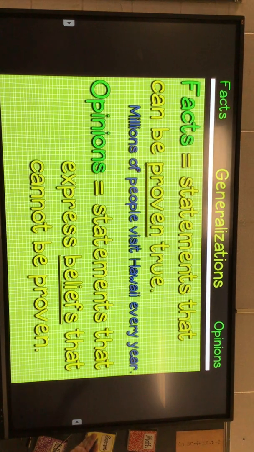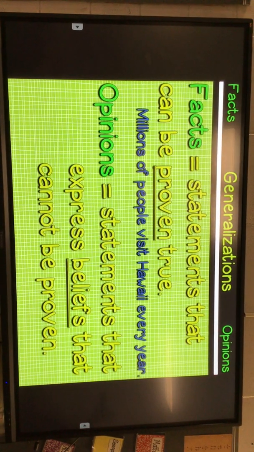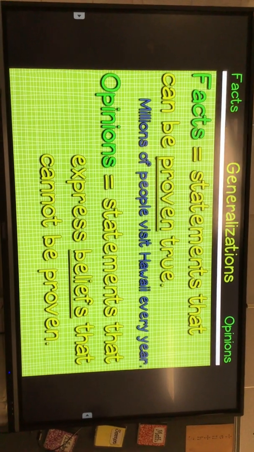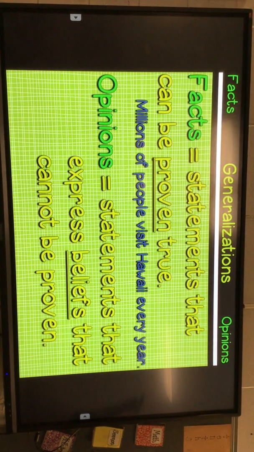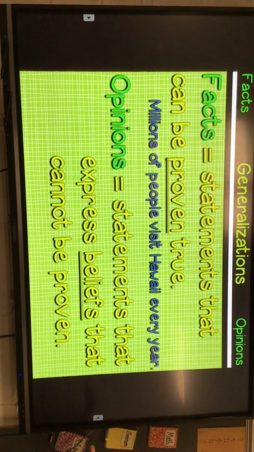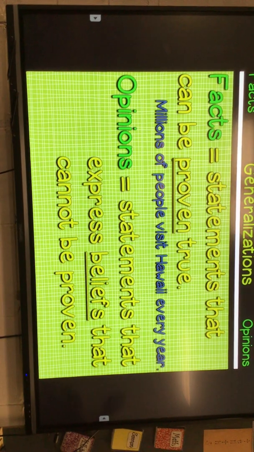Or you can see how many stars they have. How many stars? But that tells us they're rating what people thought of their stay at a hotel, but it doesn't tell us. I guess we could see how many people gave it 4 stars, 3 stars, and so on, then we could add those. Opinions are statements that express beliefs.